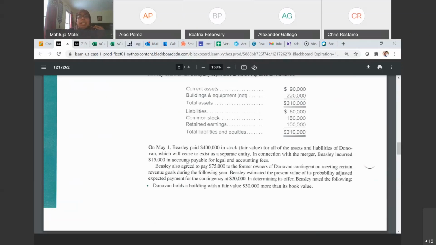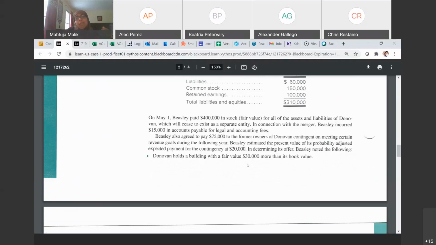Now, how about this? This is your legal and accounting fees. You have to expense it and show it as a separate expense. It's not part of your purchase price. Now you have a little more information. Donovan has a building. Fair value is 30,000 more than its book.